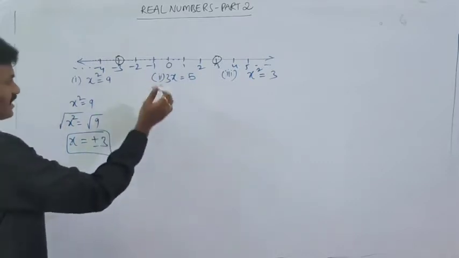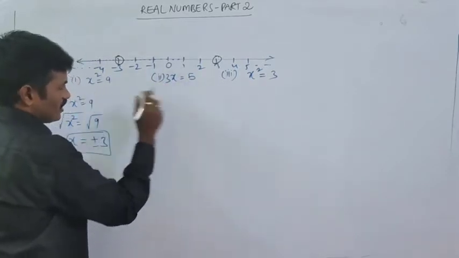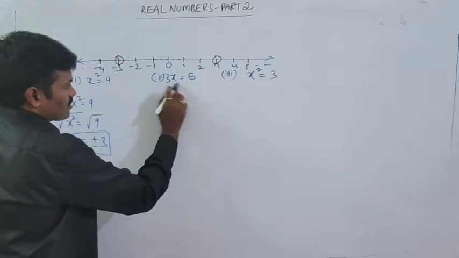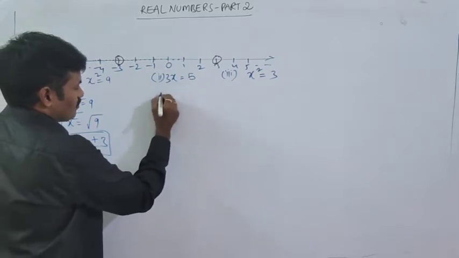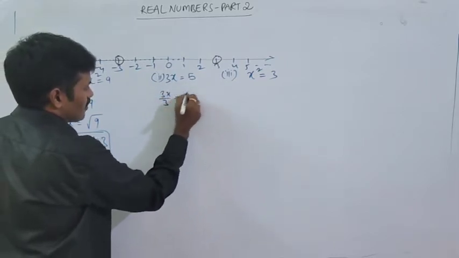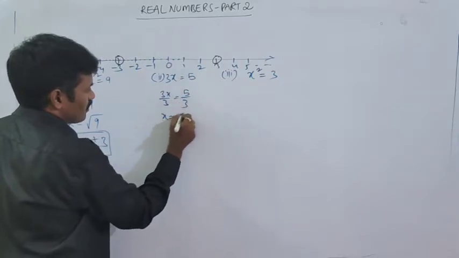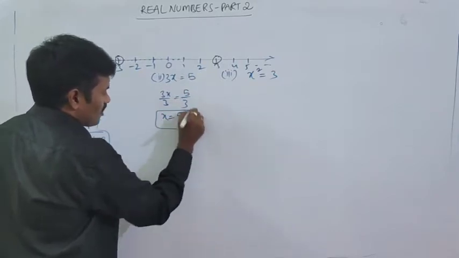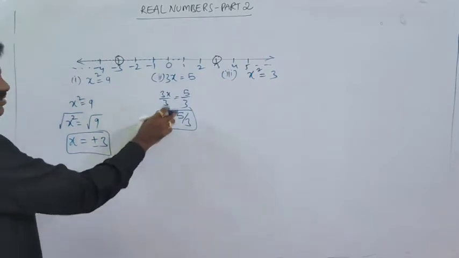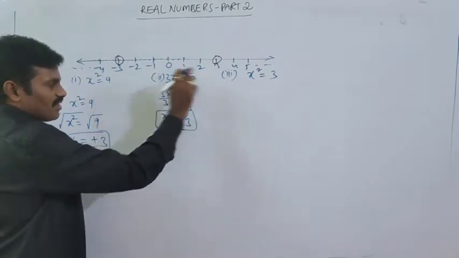Now 3x is equal to 5. You can represent it like this. If I divide both sides by 3, I will get x alone. So 3x by 3 is equal to 5 by 3. Then x is equal to 5 by 3. We have to plot this value on the number line.